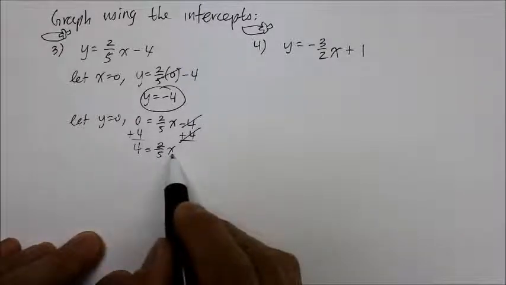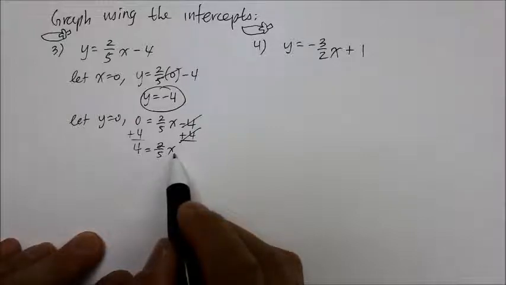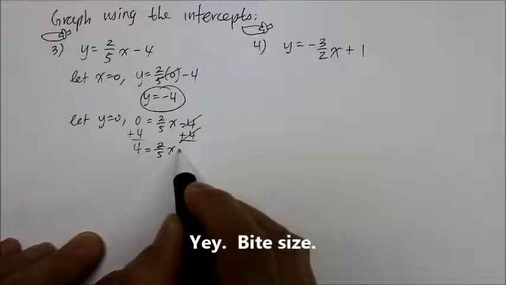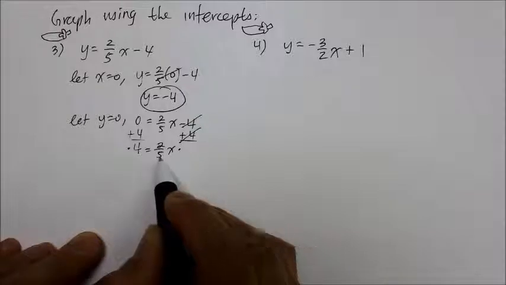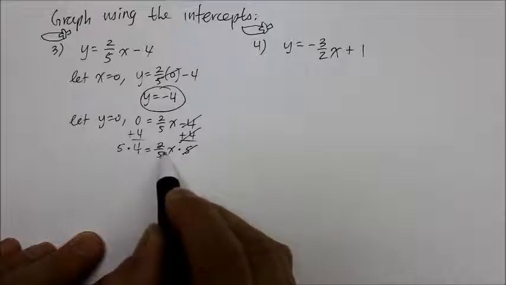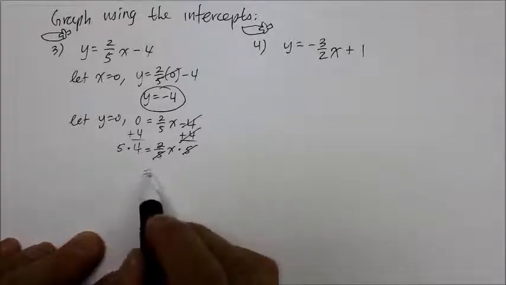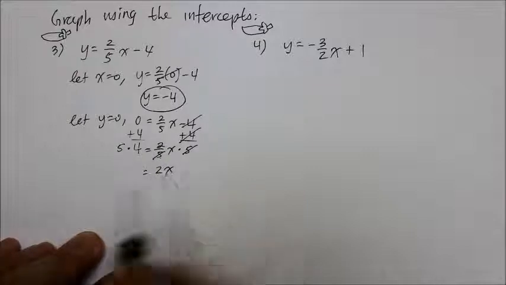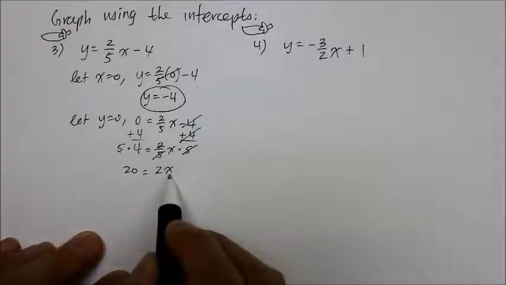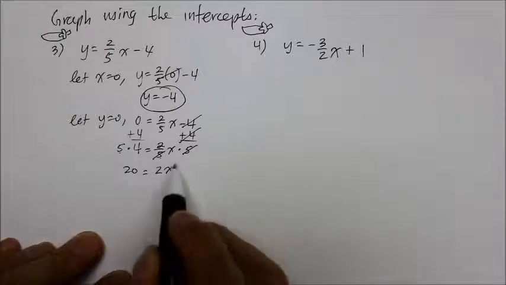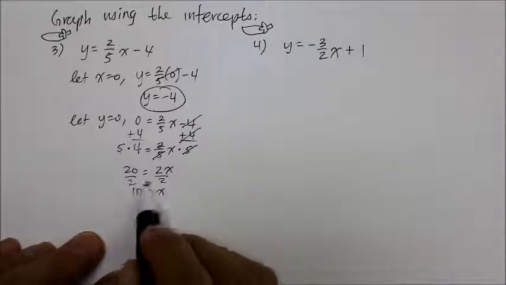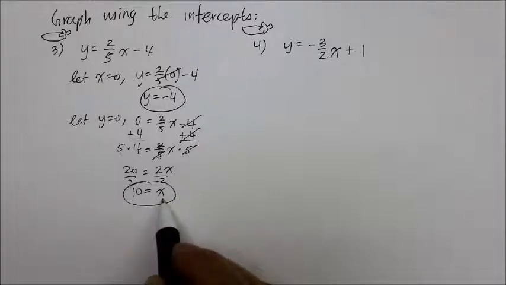Now, how do you solve for x? You could make this into a bite size, which is, well, you know what? Let me do it that way. We multiply both sides by that denominator 5, so that the 5 simplifies the 5 denominator on the right side, leaving you with just 2x, 2 times x. On the left side, 5 times 4 is 20. To solve for x, you could actually do the mental math. 2 times what number will give you 20? If you said 10, that's the good answer. That's the x-intercept.